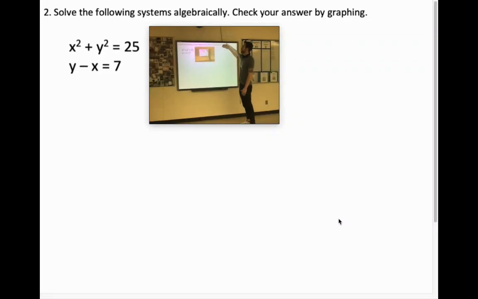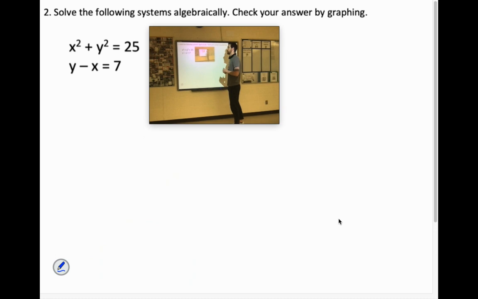Solve the following systems algebraically, check your answer by graphing, and we'll use the graphs from Desmos.com, the greatest free graphing website. X squared plus y squared equals 25. Again, if you think of your circle equations from back in the geometry days, the square root of 25 is 5, so this would be a circle right around the center with a radius of 5.